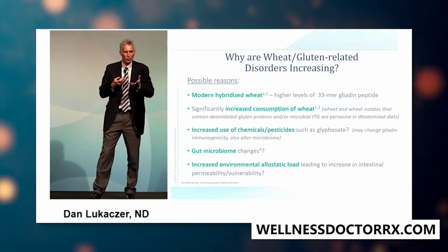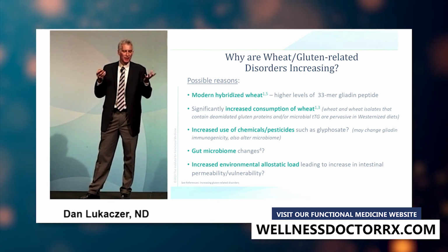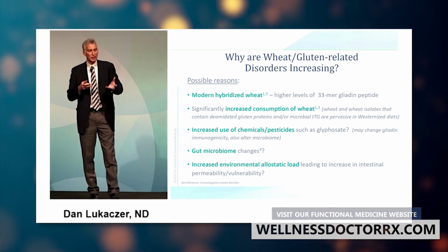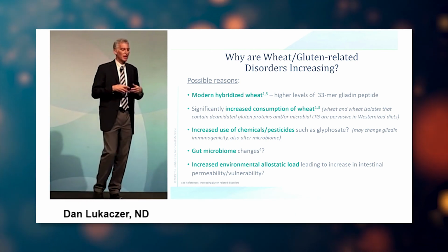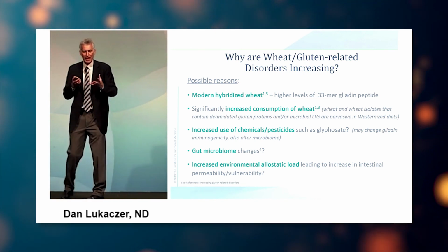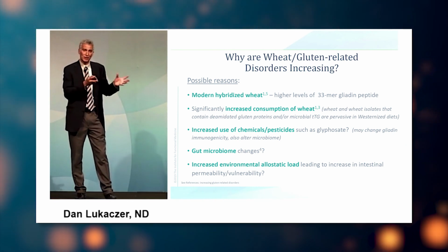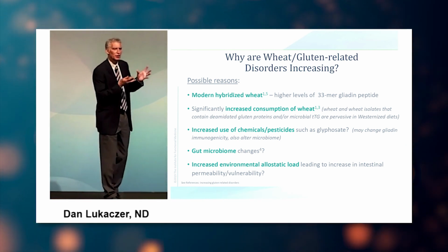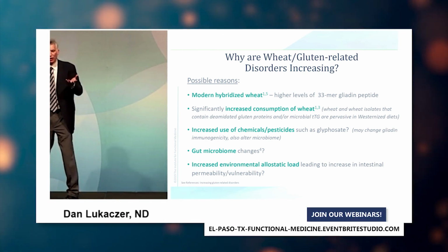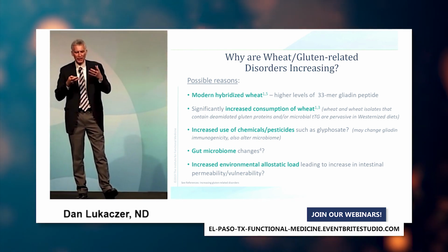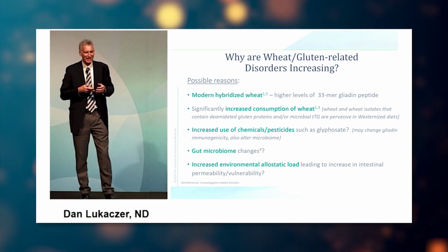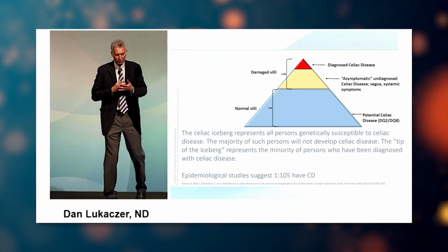So why are these gluten-related disorders increasing? There's a lot of possible reasons. Modern hybridization, increased consumption, increased use of chemicals and pesticides. The gut microbiome is changing, as we've talked about, increased environmental and allostatic load. There are all sorts of reasons. We actually talk about this quite a bit in a webinar in the GI module. There's a lot of background information there. Not everybody has agreed on those particular reasons, but there clearly are reasons why it's increasing, aside from just this idea of increased intestinal permeability.